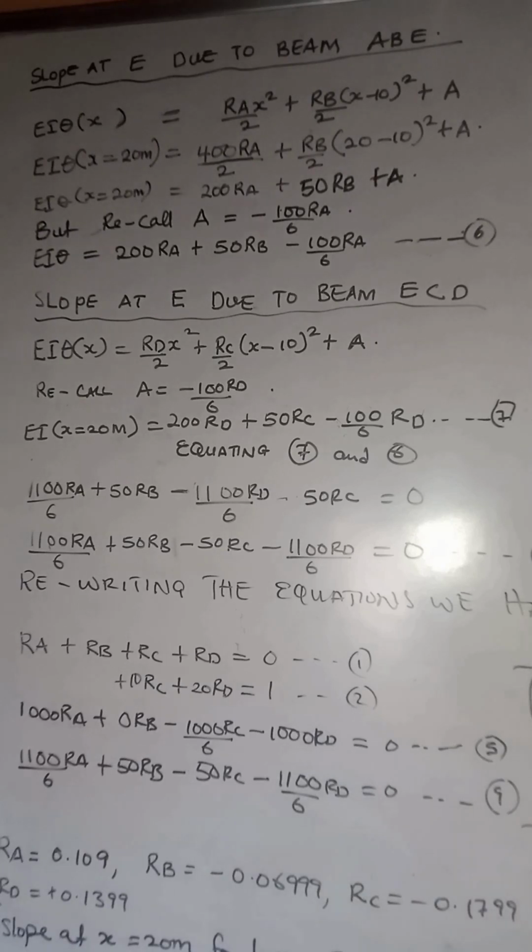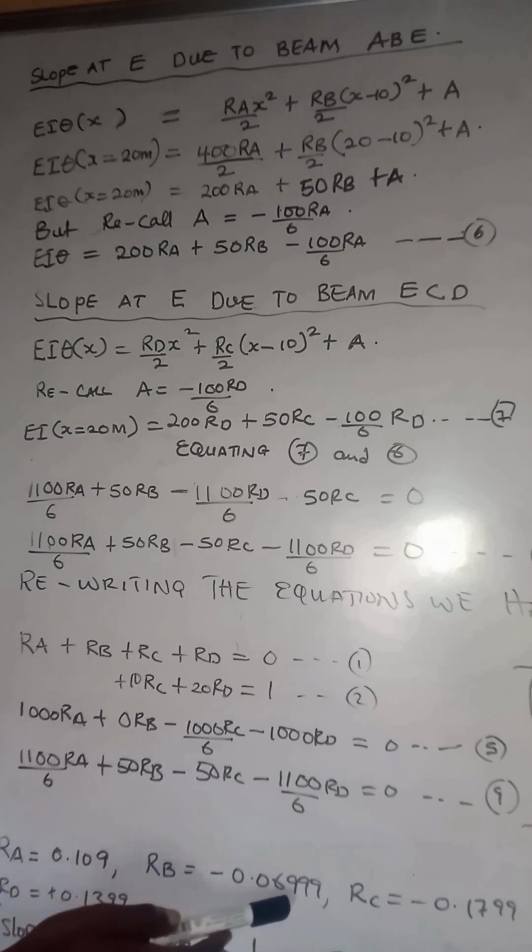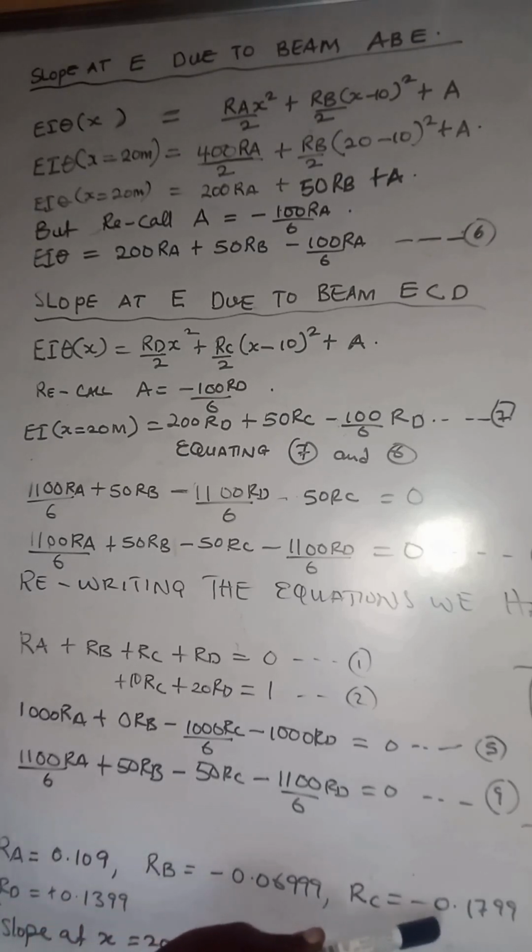When we solve for this, we are going to have the values for RA, RB, RC, and RD. Solving for that, we discover that RA is 0.109, RB is minus 0.0699, RC is minus 0.1799, RD is plus 0.1399. So we can approximate these values. Okay, so let's look for this exact slope.